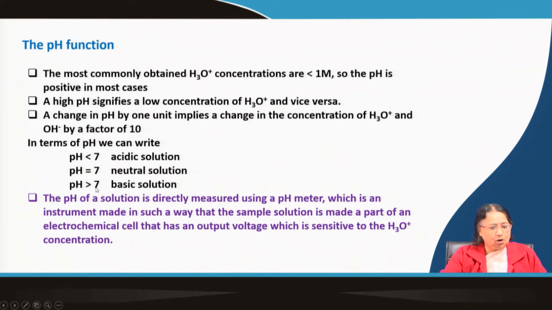The pH of a solution is directly measured using a pH meter, a very simple, portable instrument. It is made in such a way that the sample solution is made a part of an electrochemical cell that has an output voltage which is sensitive to the H3O plus ion concentration. We have all seen the pH meter, a very simple instrument, and measuring the pH is also very easy.